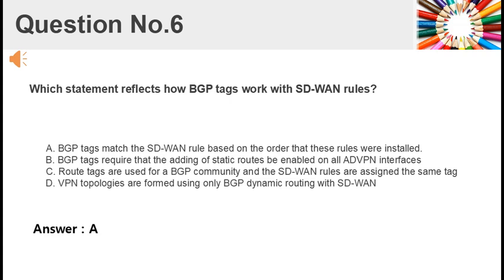Which statement reflects how BGP tags work with SD-WAN rules? A. BGP tags match the SD-WAN rule based on the order that these rules were installed. B. BGP tags require that the adding of static routes be enabled on all ADVPN interfaces. C. Route tags are used for a BGP community and the SD-WAN rules are assigned the same tag. D. VPN topologies are formed using only BGP dynamic routing with SD-WAN. Answer: A.